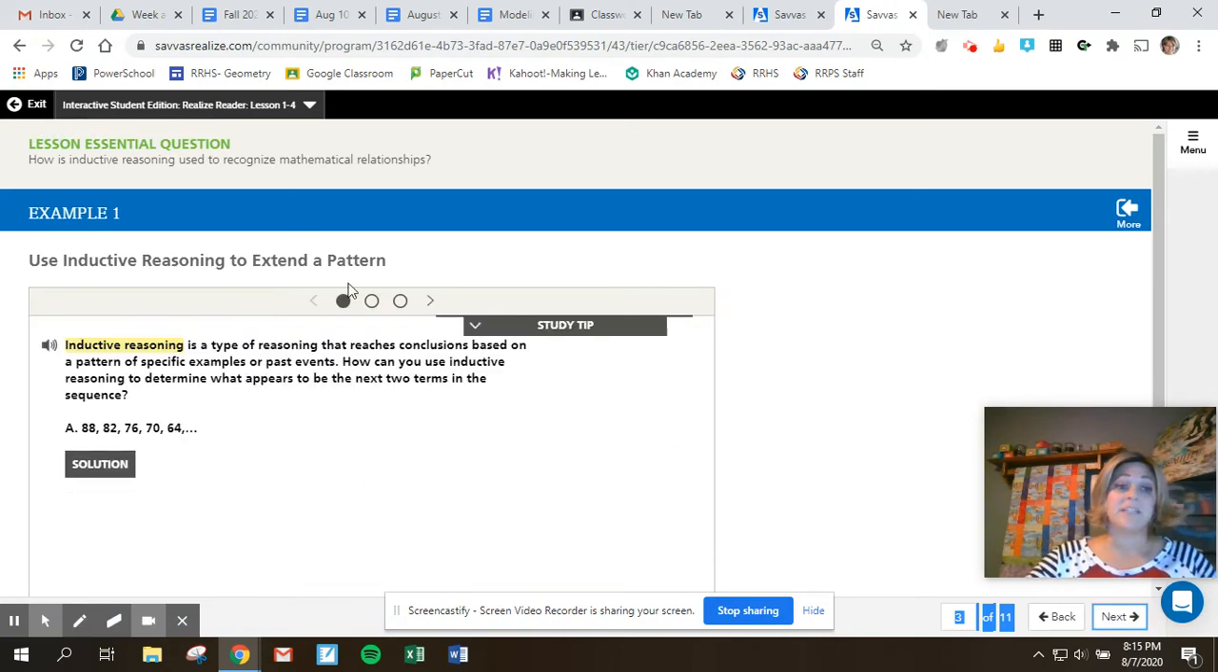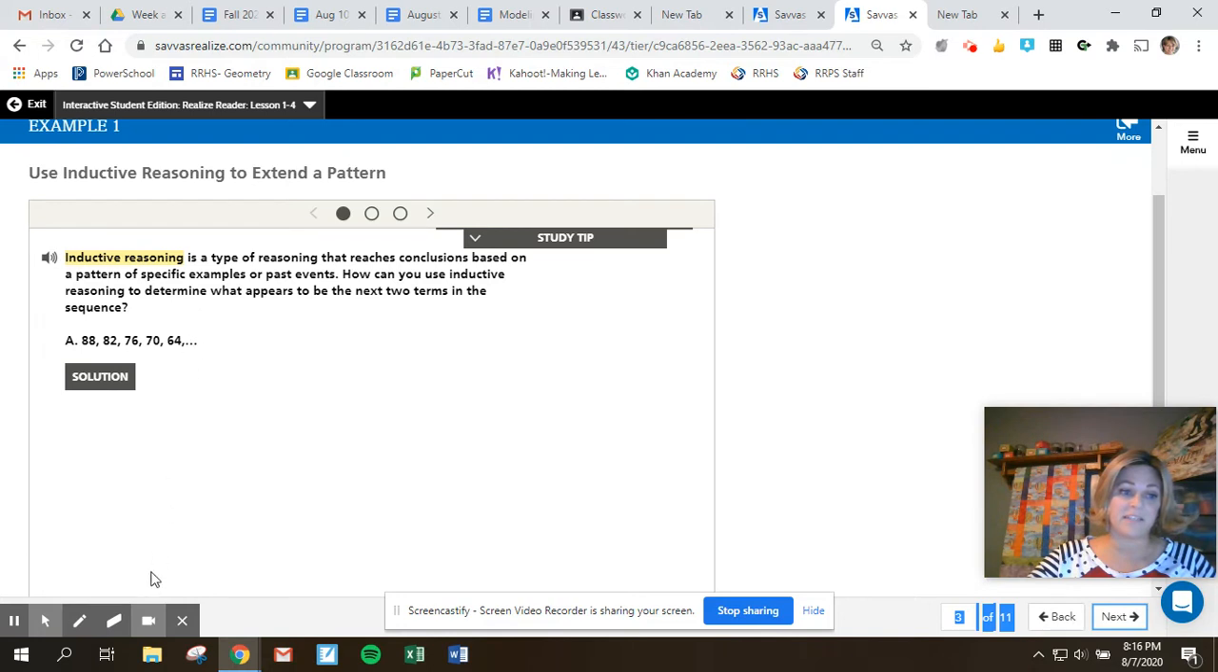Use inductive reasoning to extend the pattern. So here are these random numbers on this example 1. I'm going to pick a color, and I'm trying to figure out how you got from 88 to 82. Right away in my head, I'm like, oh, well, you subtract 6. So I'm going to say minus 6 and write that as a pattern. You might have done this in Algebra 1. And then I'm going to see if that same pattern is true the next step.